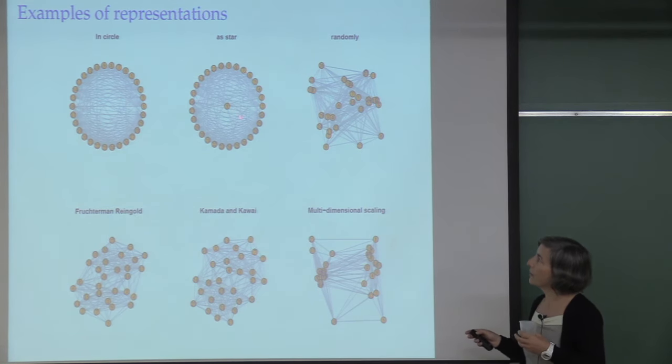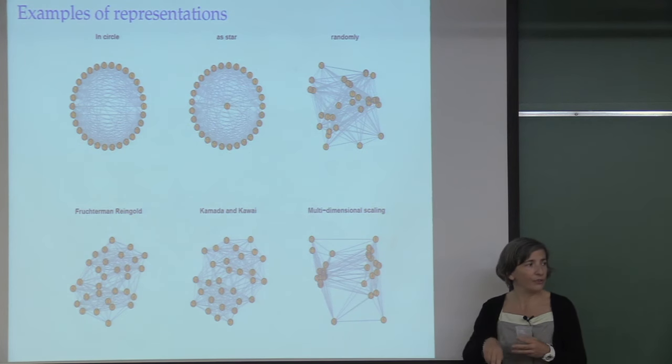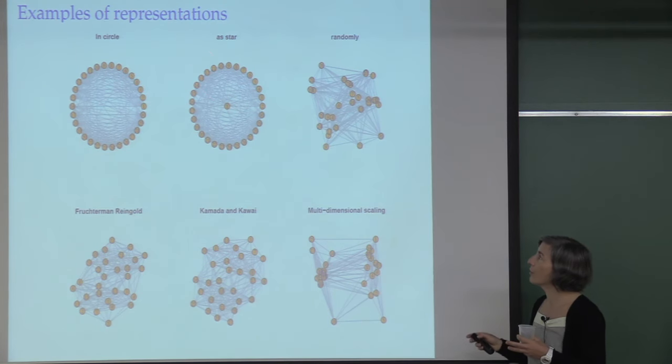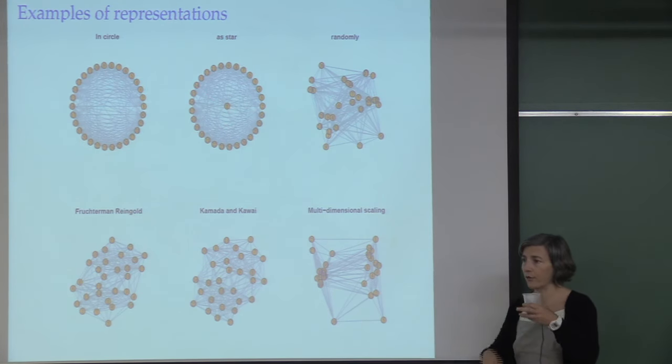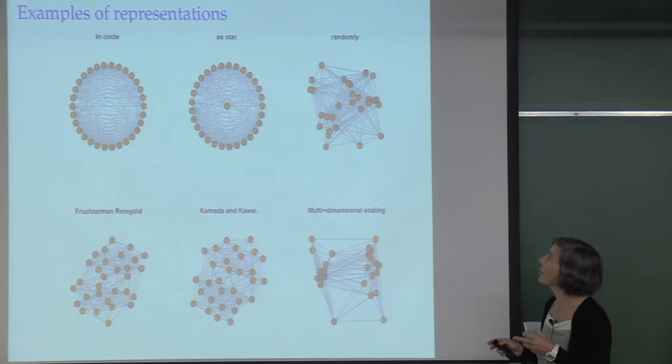That's another possibility, which is called a star. So here you take the node that has, I think, the highest degree. You put it in the center of the representation, and all the other nodes are on a circle. Again, you put two nodes together if they tend to interact, and you see the same graph. So this is always the same graph, with different layouts, different representations.